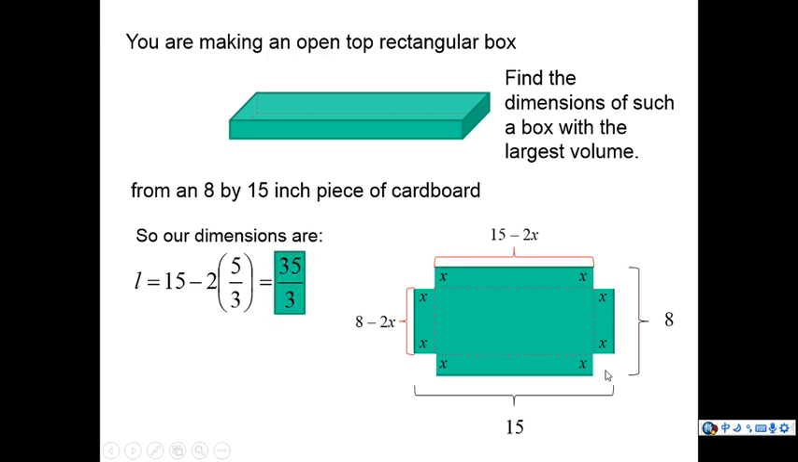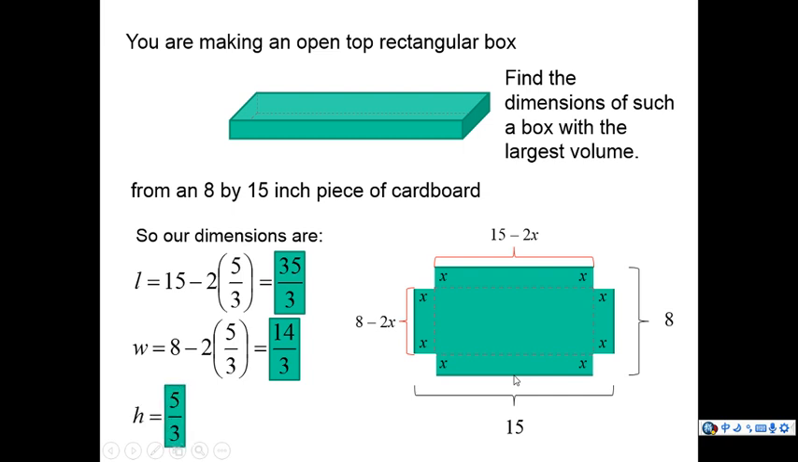So now here are the dimensions. For the length, 15 minus 2 times 5/3, we just plug the number back into the original setup. So it's 35 over 3 inches. And then the width, 8 minus 2 times 5/3, is 14 over 3 inches. And then the depth is just 5/3. And by plugging all the numbers back in for the volume, we got 90.774 cubic inches.